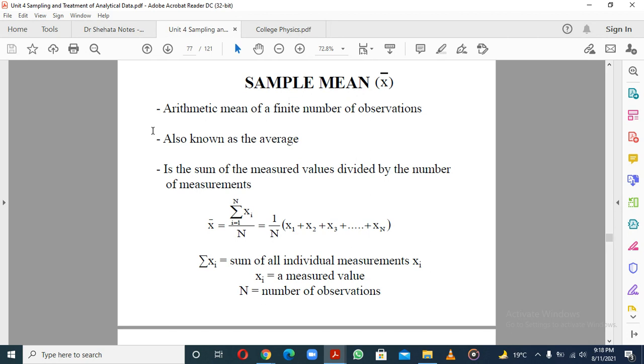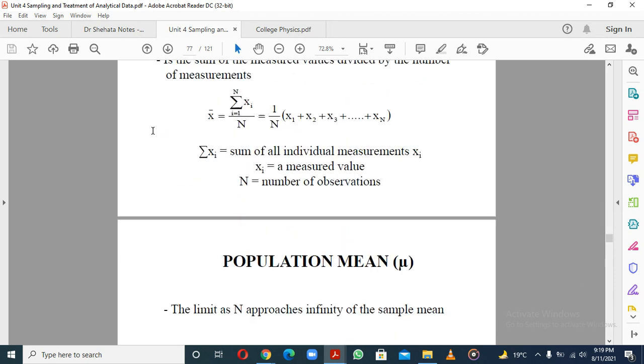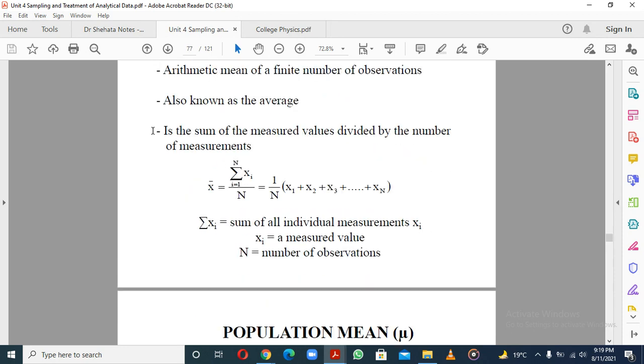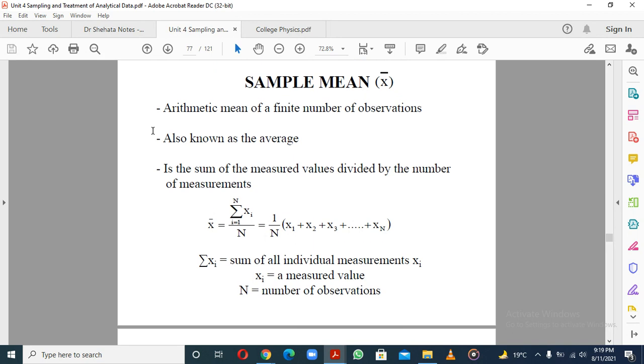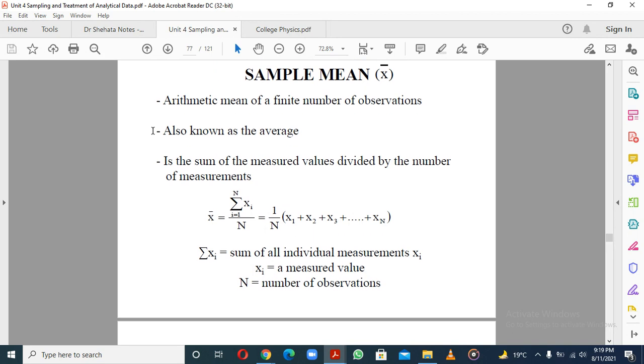Since those values are 6, if those values were 7, I'd divide their sum by 7. So you just get the sum of the measured values divided by the number of measurements. That is the sample mean. So it's the arithmetic mean or average of a finite number of observations. Finite simply means that you know the number of samples that you have. That's what finite means in that context.